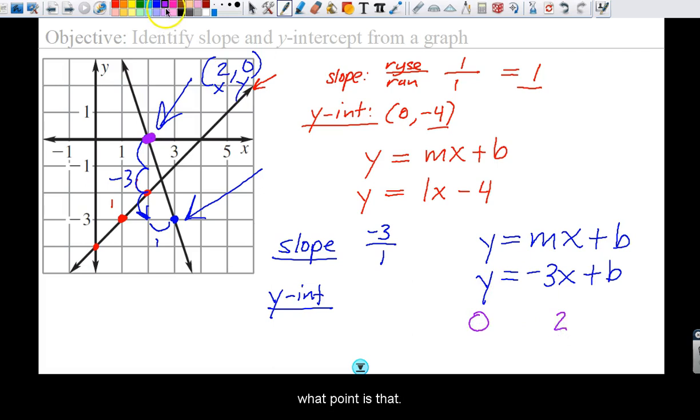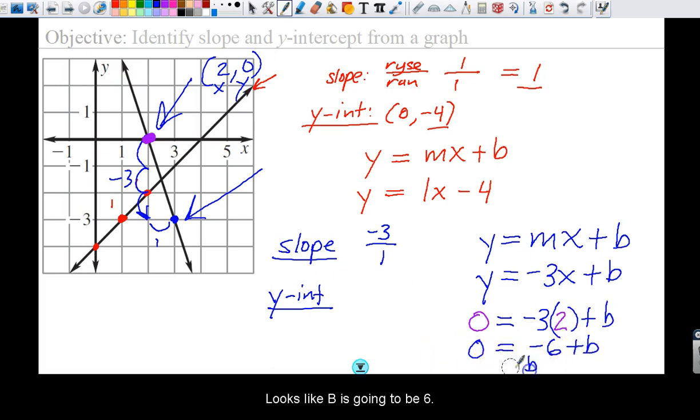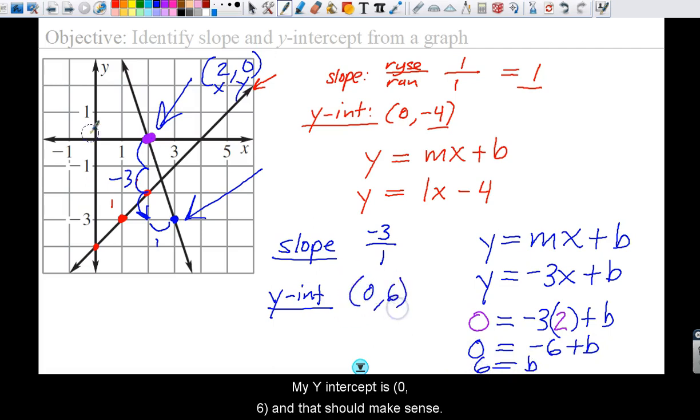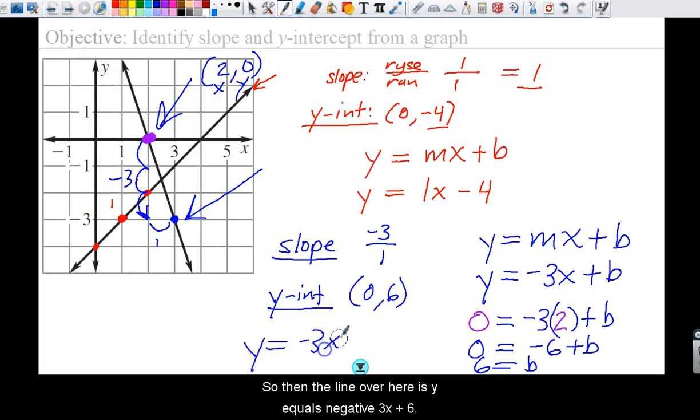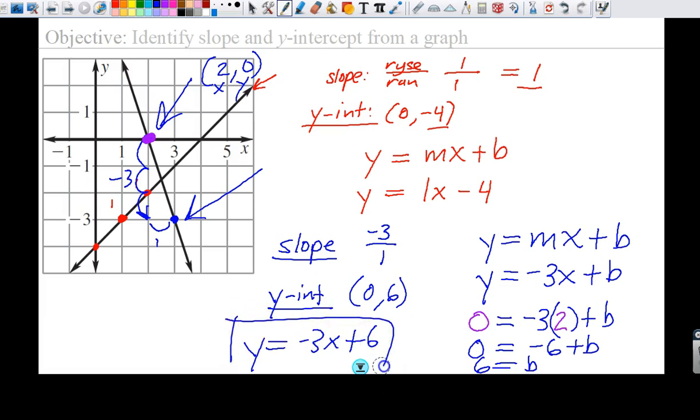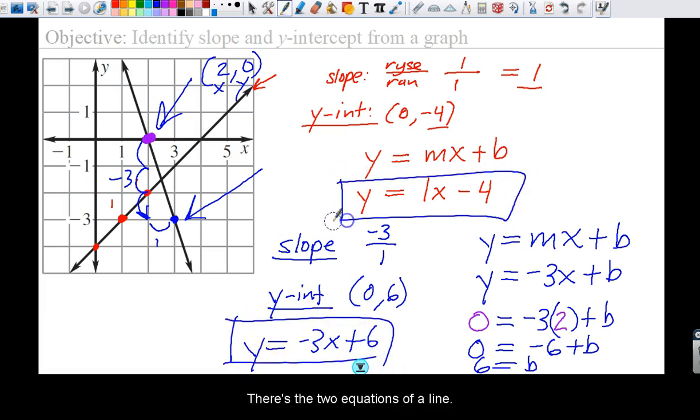That point is at (2, 0), and then I try to solve for b. Looks like b is going to be 6. So my y-intercept is (0, 6), and that should make sense. So then the blue line is y = -3x + 6. And there are the two equations of the lines.